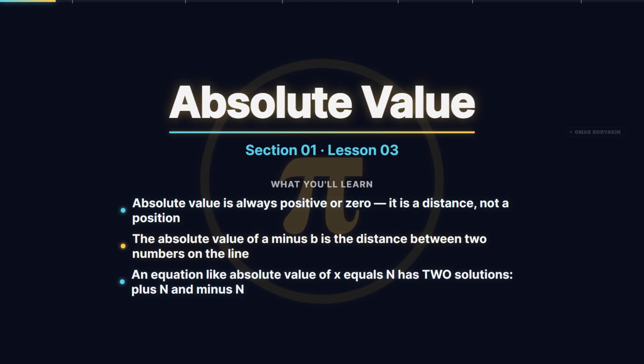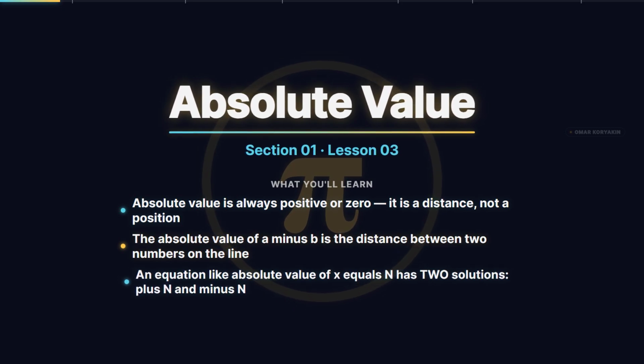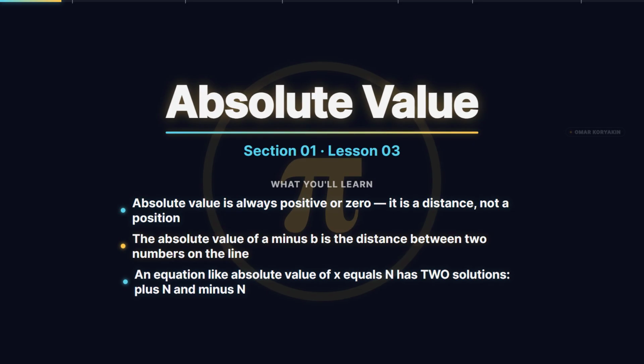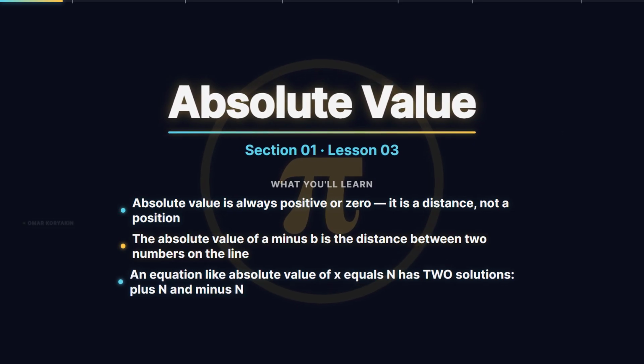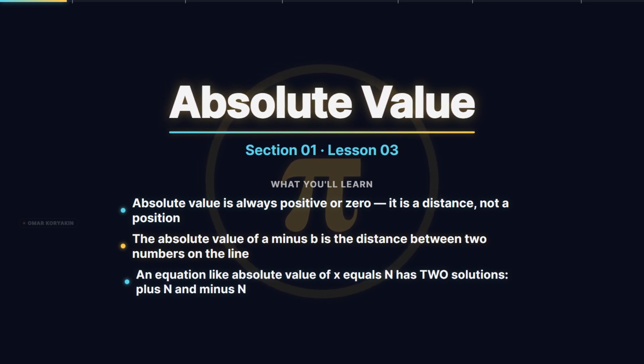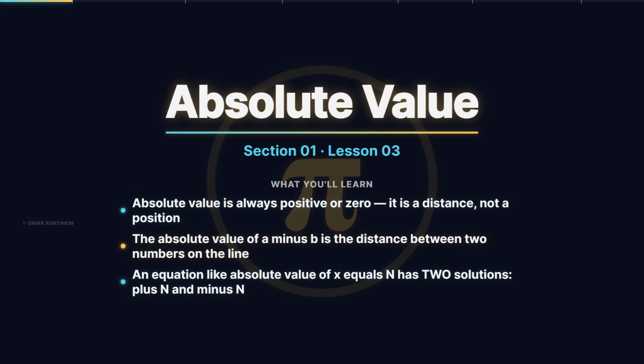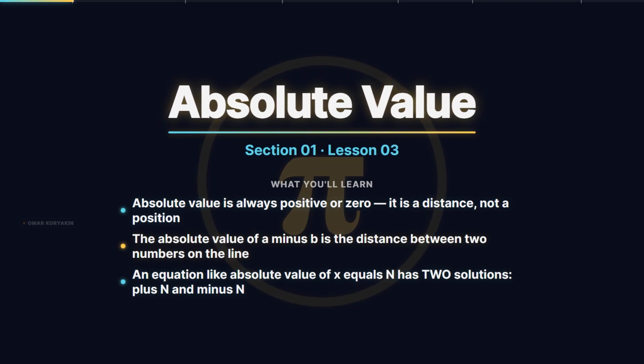An equation like the absolute value of x equals 5 has two correct answers, not one. Both x equals plus 5 and x equals minus 5 satisfy it, because both are exactly 5 units away from 0. This two-solution property is the surprise that catches most students the first time they meet absolute value equations, and we will work through it carefully later in this lesson.